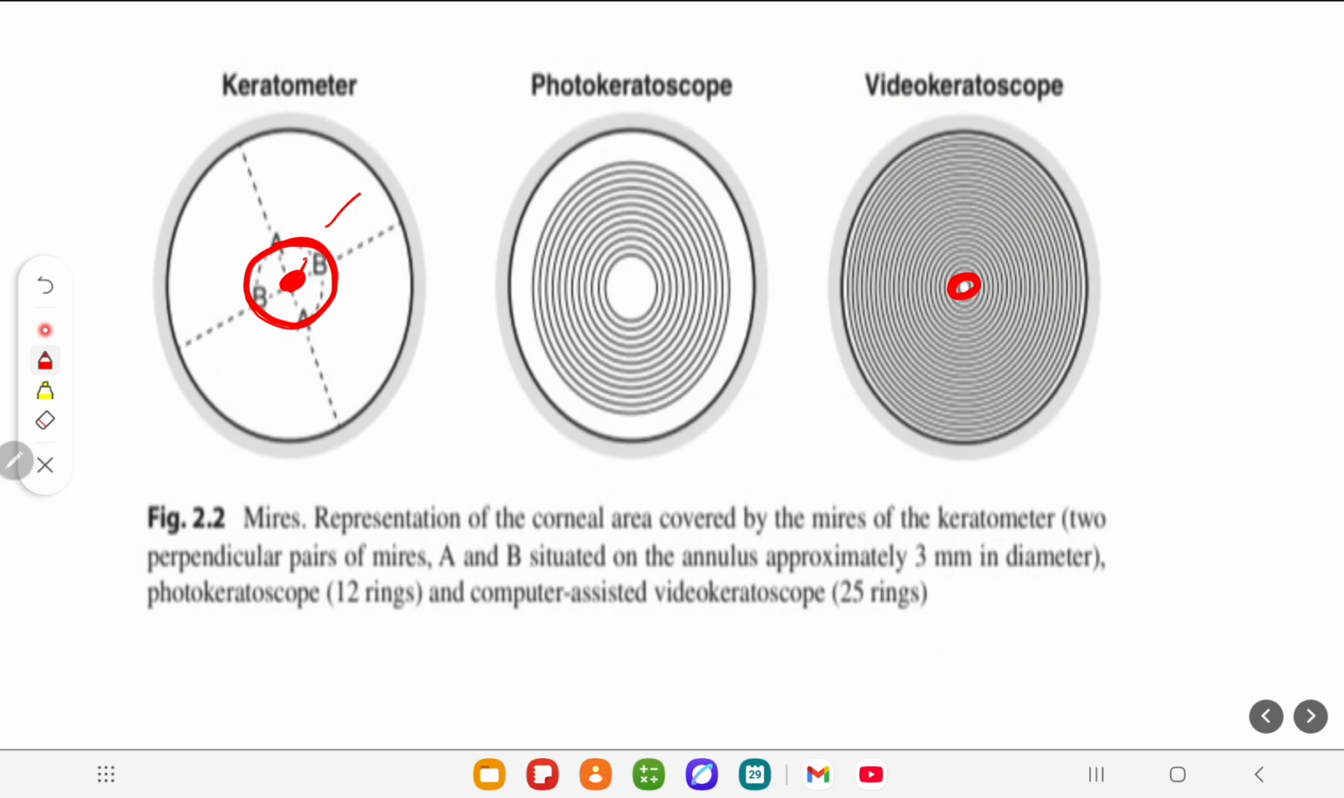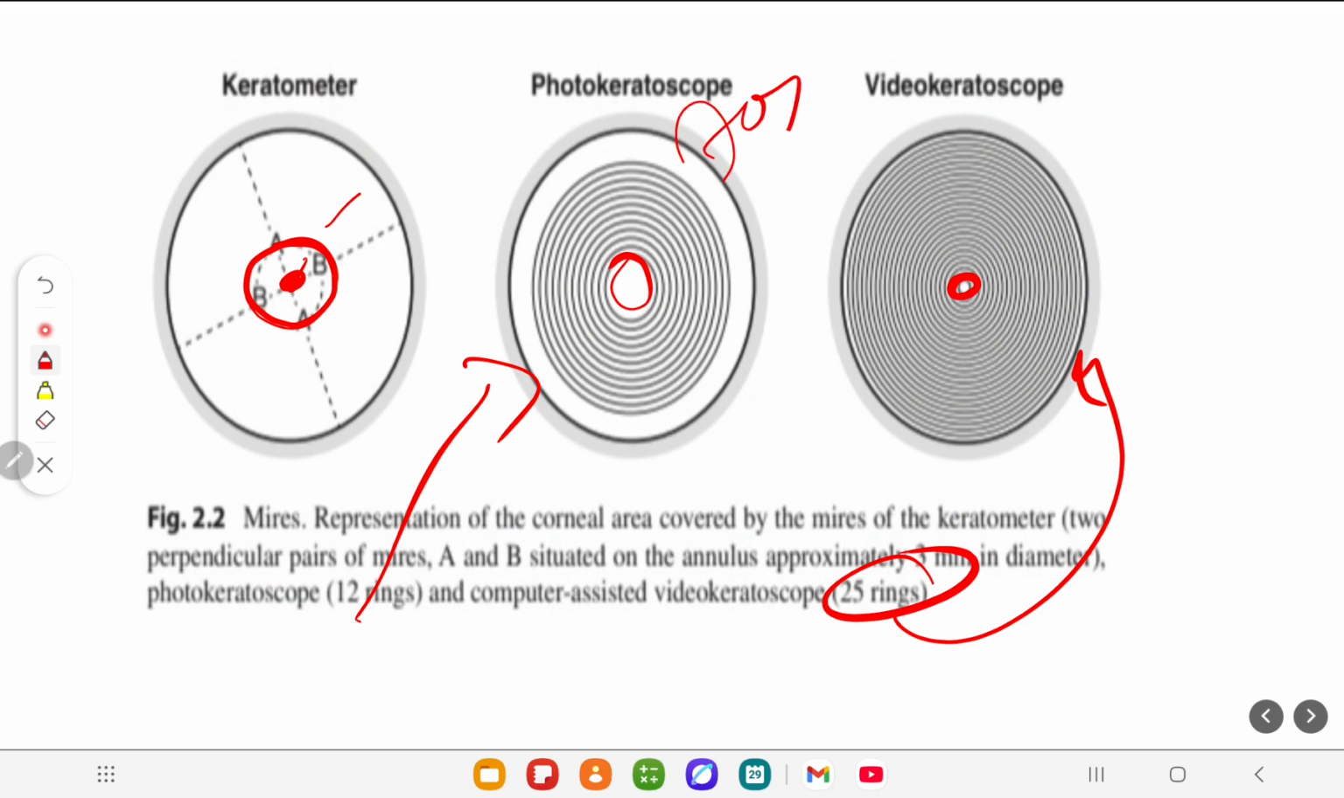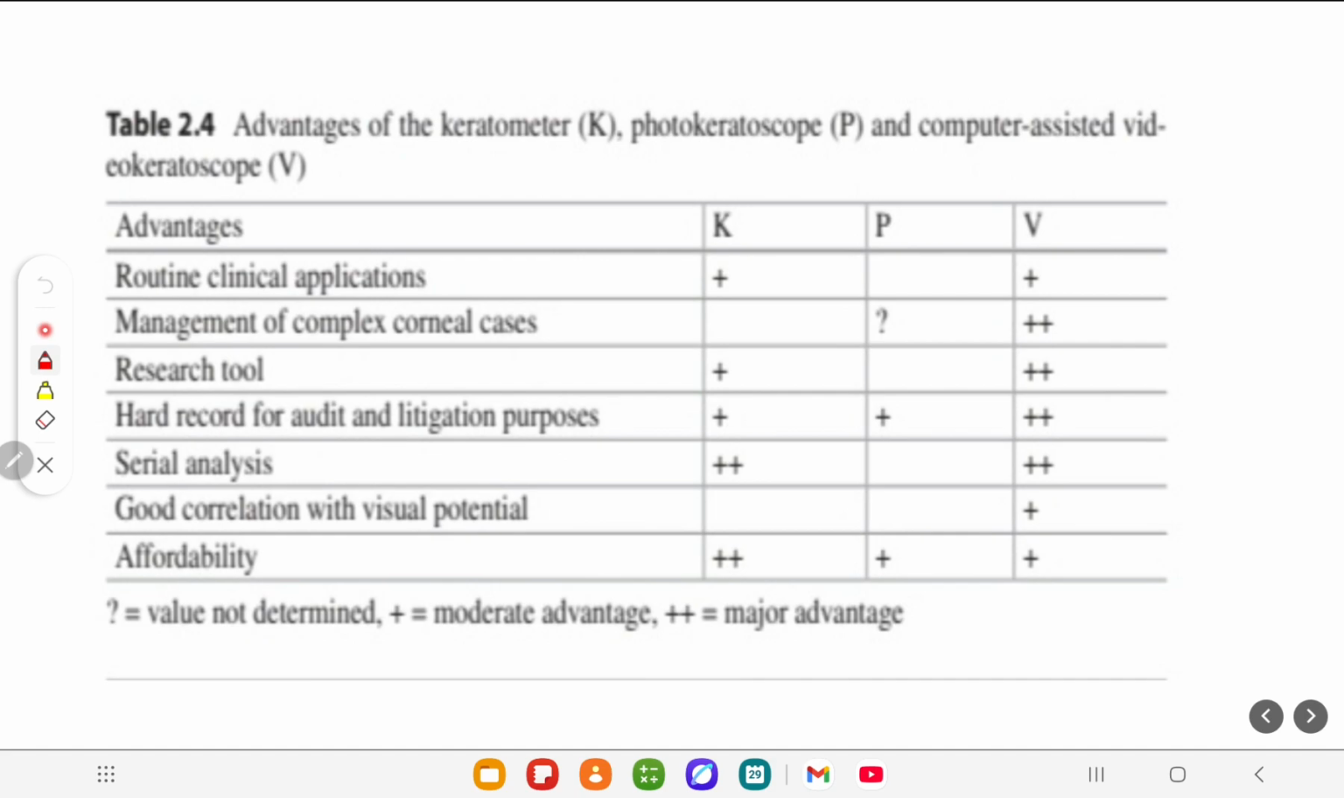If there is a scar, it doesn't notice. Okay, so you have to understand this concept. In photokeratoscope, definitely there is a space, but in video keratoscope the central space is very, very less, and the mires are definitely very high, 25 rings. In this case, it covers around 70%. It covers a lot, isn't it? But in case of Scheimpflug, this circle is small, 0.3. It is also covered by Scheimpflug.